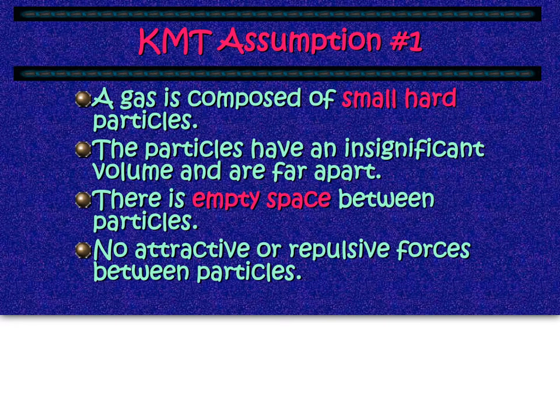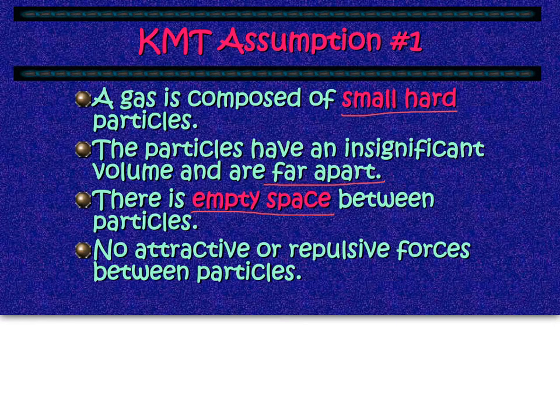The first assumption is that a gas is composed of small, hard particles. Okay, so there's small little particles that make up the gas, right? Composed means make up. The particles have an insignificant volume and they're very far apart. So the distance is talking that they're far apart. They're not close together in a gas. Whereas remember, in a solid, particles are more closely packed together. Between the particles in a gas, there's empty space. So there's nothing in the way. So they're just kind of bouncing back and forth.